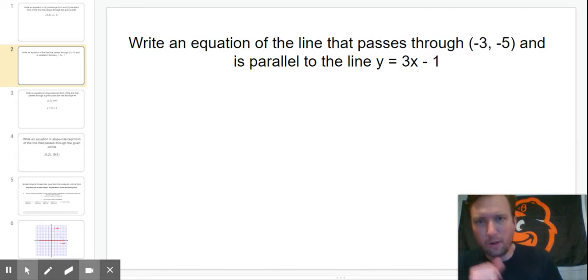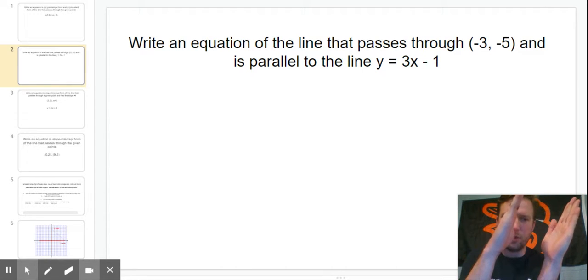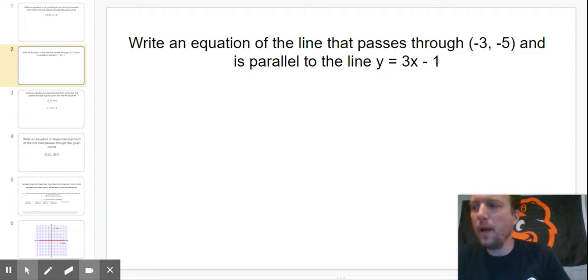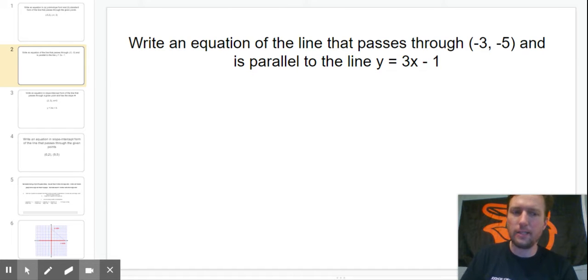The question that we're going to be talking about today is writing an equation of a line that passes through the coordinates (-3, -5) and is parallel to the line y equals 3x minus 1. Now, parallel lines are lines that do not cross. There's no intersection. They are parallel. So some things to remember: when lines are parallel, that means they have the same slope, and they are on the same plane. So same plane, same slope.